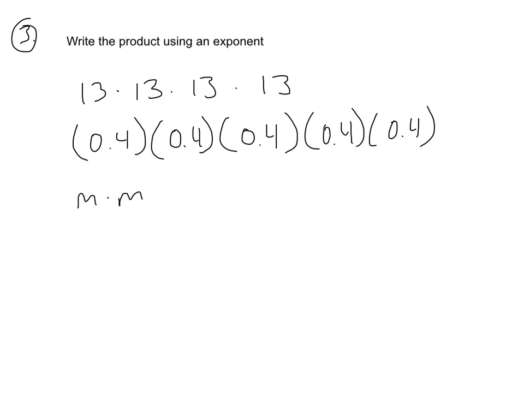All right, so why don't you take a second, I want you to try these. These are 3 separate ones, and I want you to write the product that you see in each of these using an exponent. So pause the video, try it, play it when you're done.